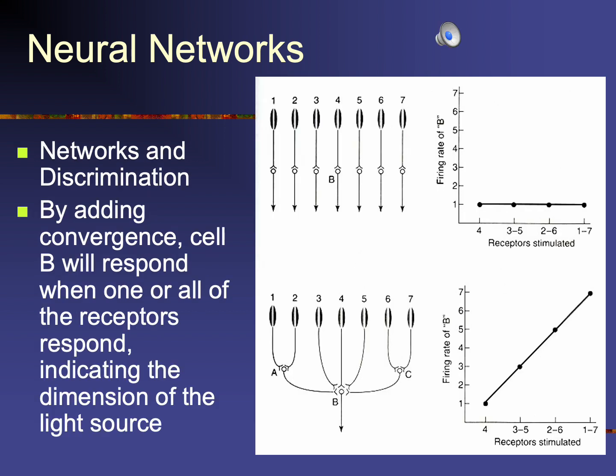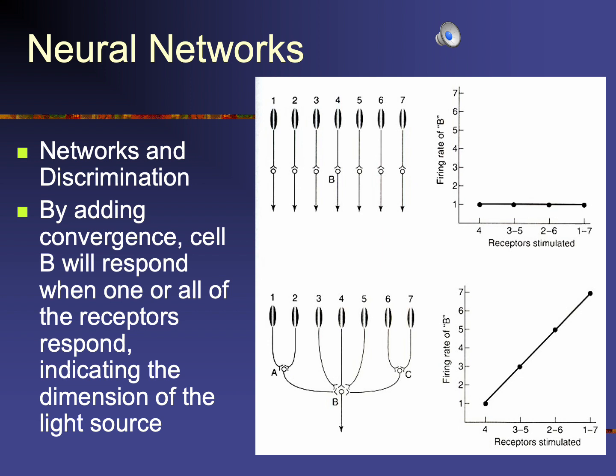Here in this schematic, you can see how convergence helps to form a network that allows the brain to detect the dimensions of a stimulus, the amount of area on the visual field that it encompasses. Notice that when you have a network without convergence, cell B there is just going to fire for 4 fires. And the others, they're going to fire consistent with the individual receptors at the top firing.